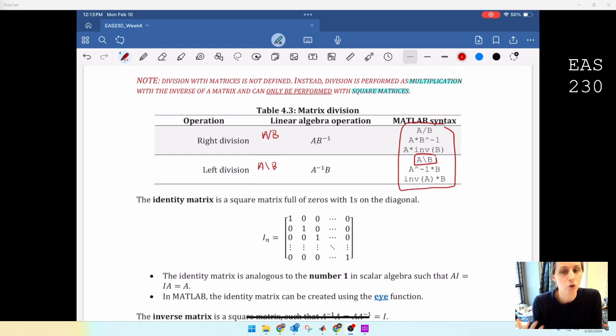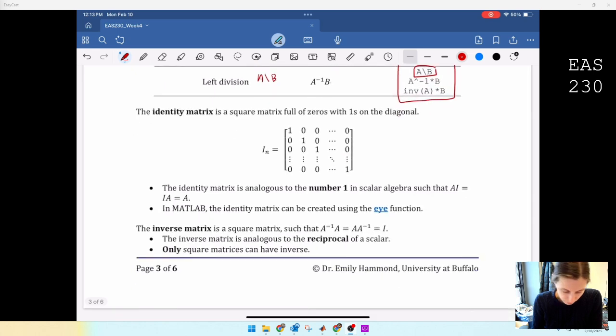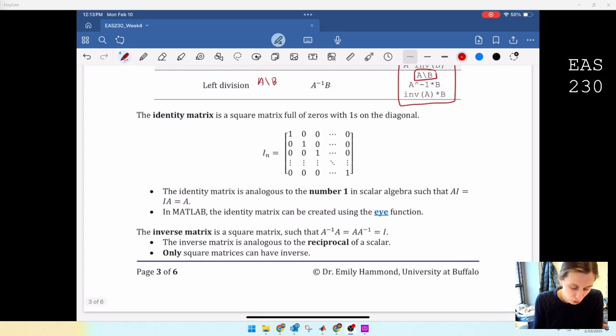Okay, so how do we do division? We don't. We do multiplication. We do multiplication with the inverse. So how do we find the inverse? A couple notation vocabulary. The identity matrix is the matrix equivalent of 1. The symbol for it is I. And we can create the identity matrix using the I function. That's why we talked about it.